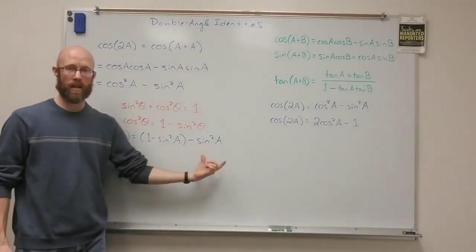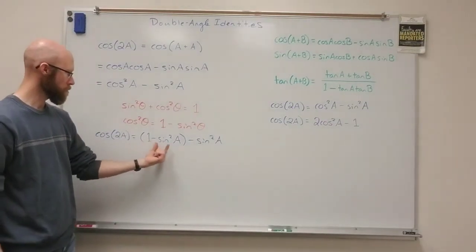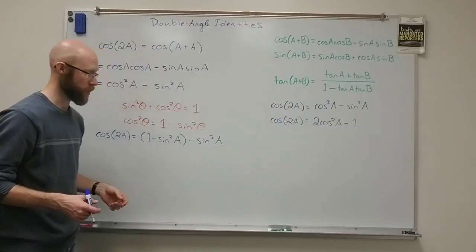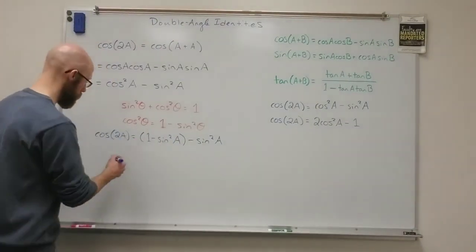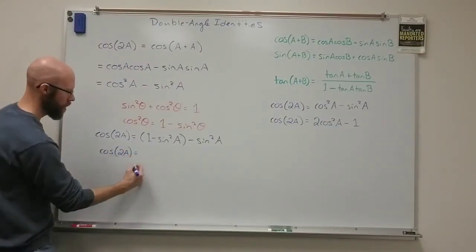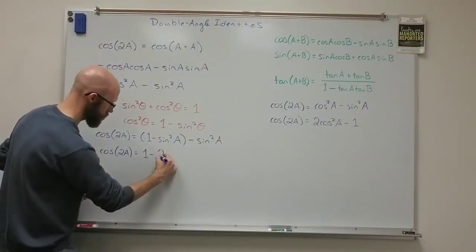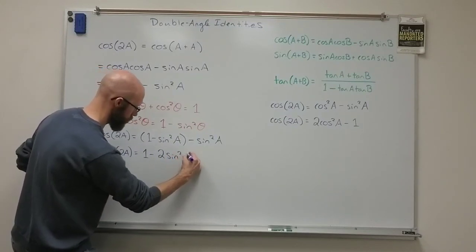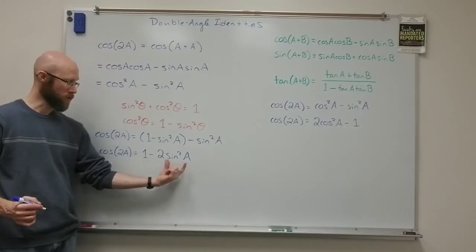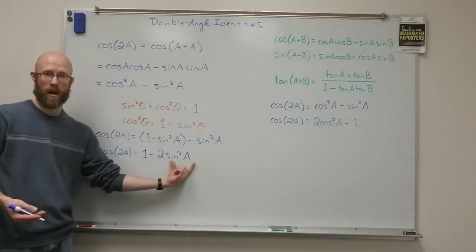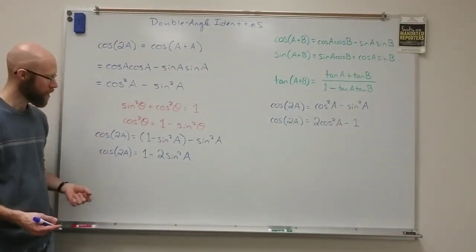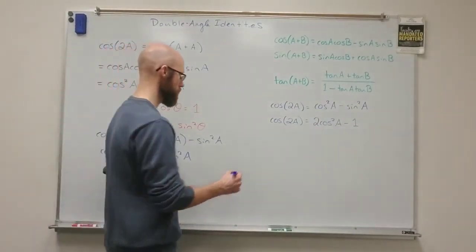Again, I would simplify this. I have 1 minus sine squared. Subtract it twice, it's like subtracting 2 sine squares, so I would simplify this by combining like terms, and I'd get 1 minus 2 sine squared a. Right? This is another formula that we can use where we only need to know the sine of a to be able to calculate the cosine of 2a. Right? So we'll put this one off to the side.